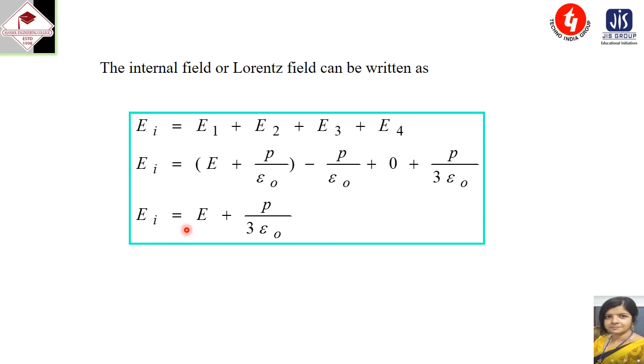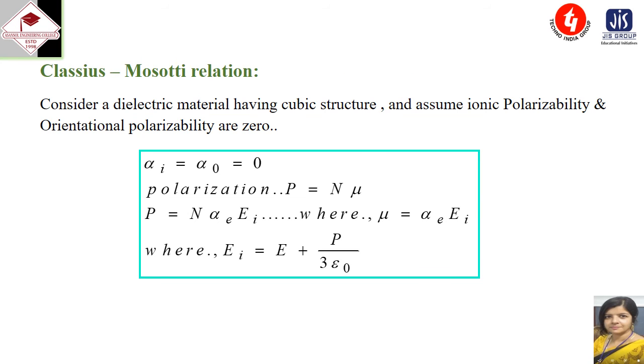So E_i equals what? E plus P by 3 epsilon 0. So the total internal field can be written as E_i equals E plus P by 3 epsilon 0.